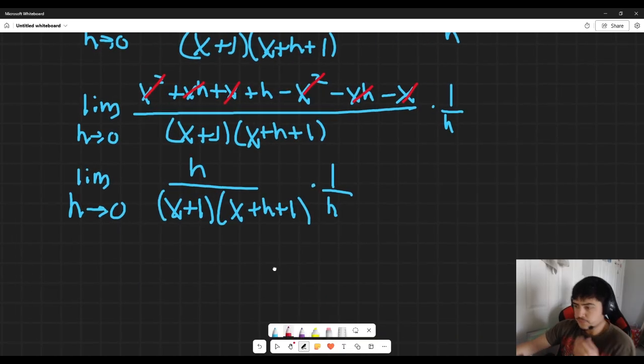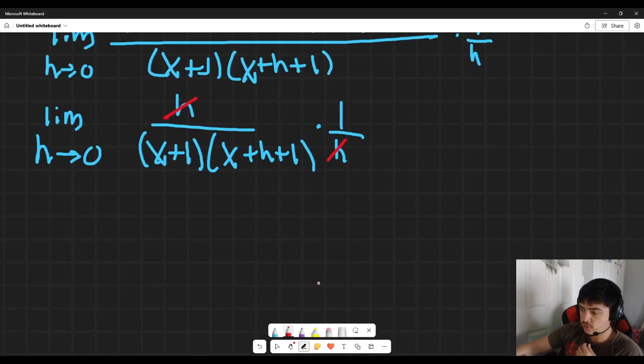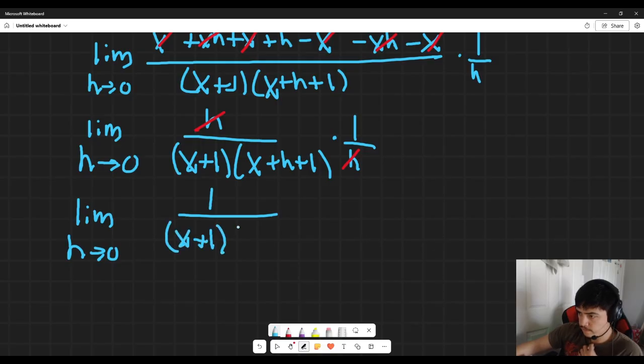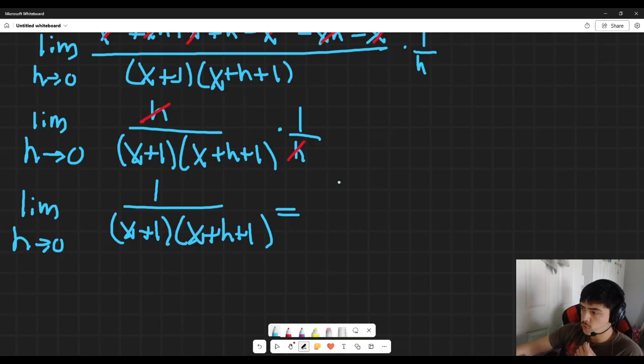And then look, we don't need to FOIL this in because we can go ahead and do direct substitution once we cancel out these h's that we had this whole time. And then now we should just have the limit as h goes to 0 of just, look, this is just a 1 times 1, the numerator is just 1. Then we have x plus 1 times x plus h plus 1. And then doing direct substitution, plugging in 0 for all the h's, we just get 1 over x plus 1 times x plus 0, because the h is a 0, plus 1.